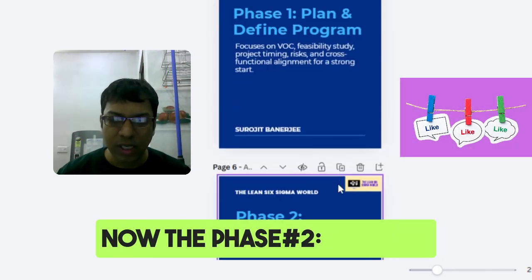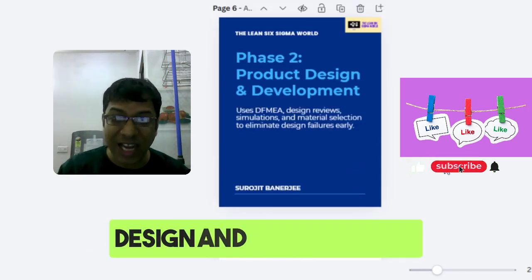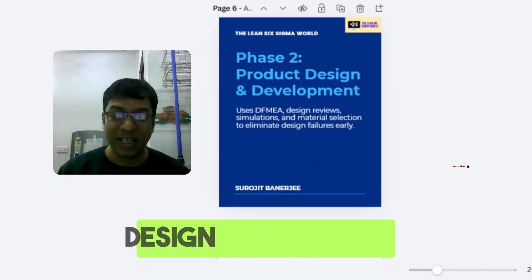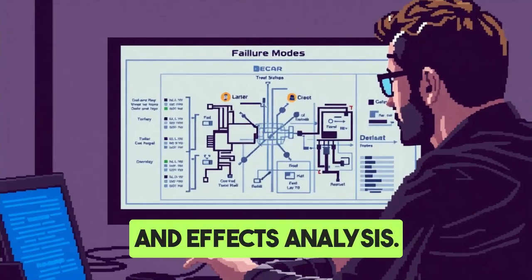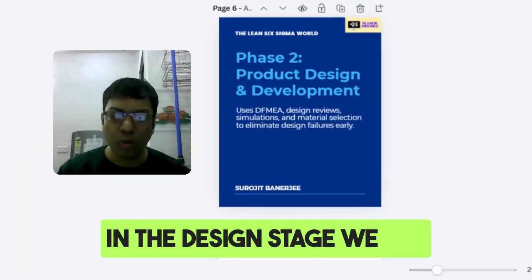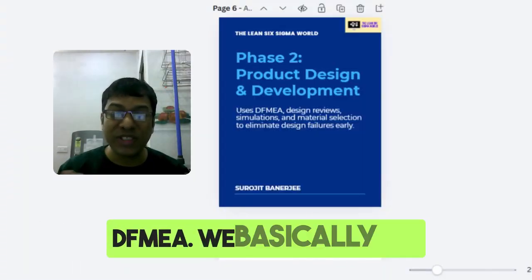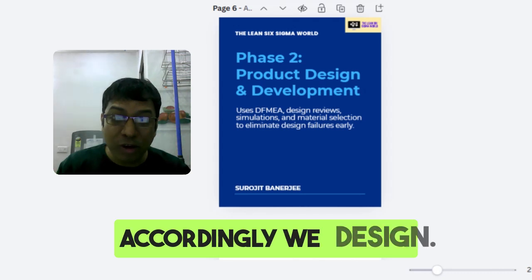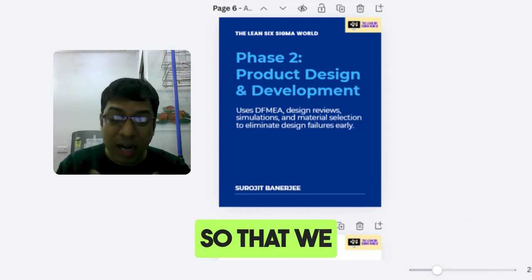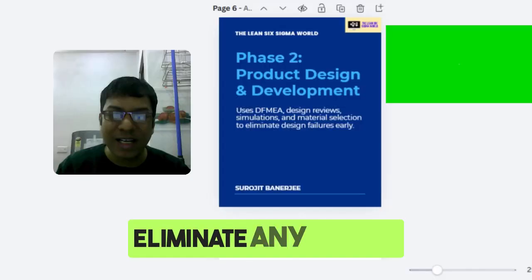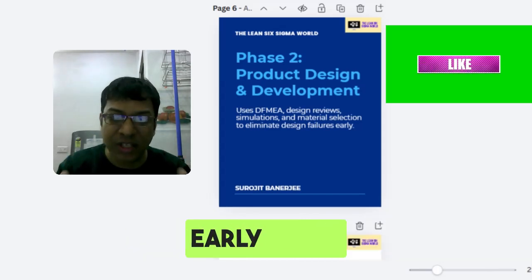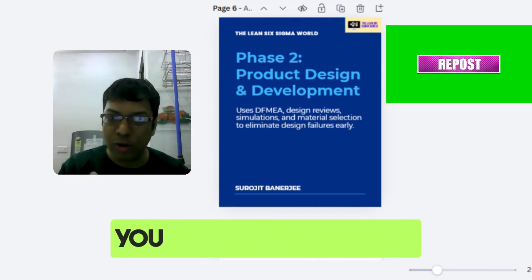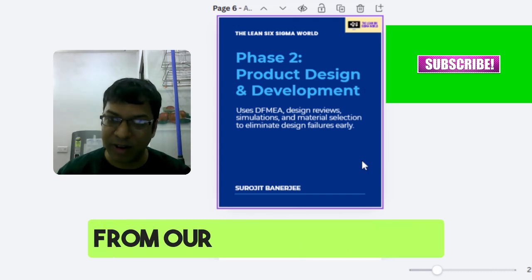Now phase two is product design and development. For that, we basically use DFMEA, that is design failure mode and effects analysis. In the design stage, we anticipate what could go wrong in the design phase. Accordingly, we design and select the material so that we can eliminate any kind of design failures at the early stage. Regarding DFMEA, I have made a separate video. You can check the video on our YouTube channel.